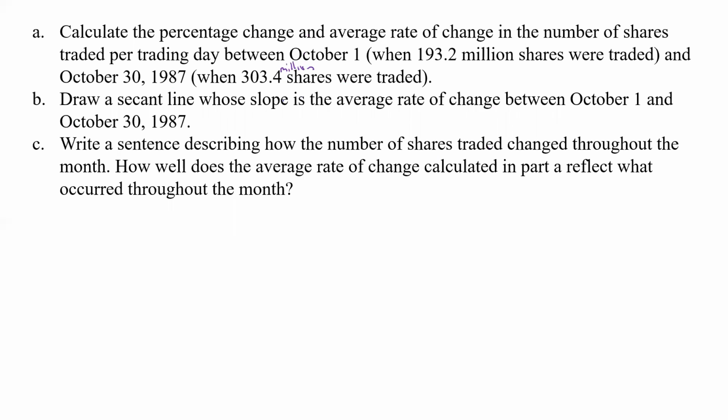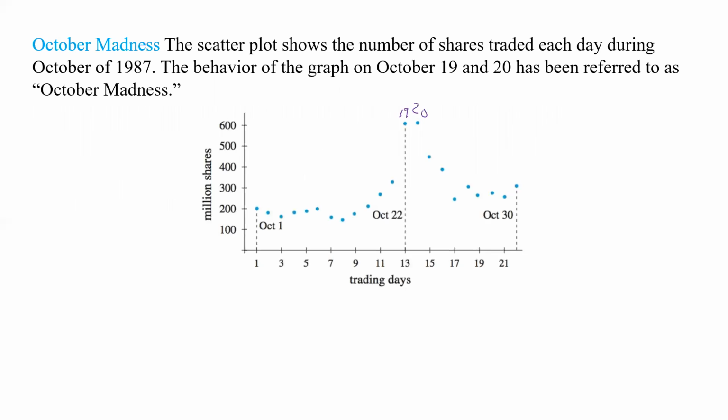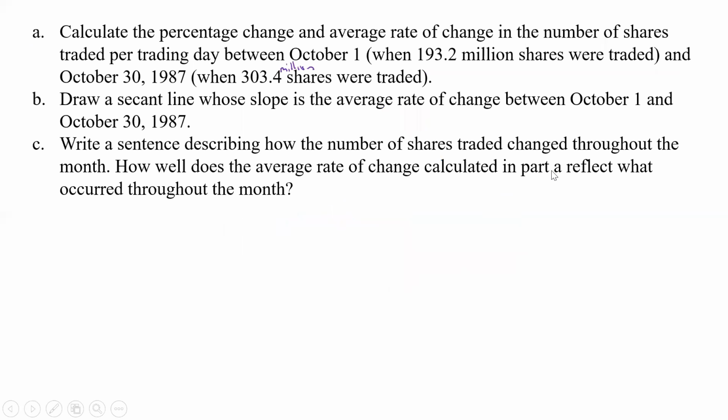The next one says draw a secant line whose slope is the average rate of change between October 1st and the 30th. Well, we can do that already. We don't even have to do that. If that's really the thing, we just have to attempt to draw a secant line, which is between the 2 points. Okay, so that part's done.